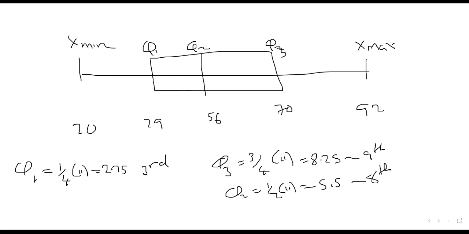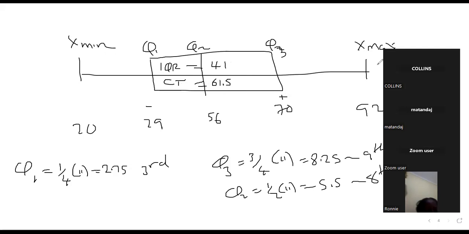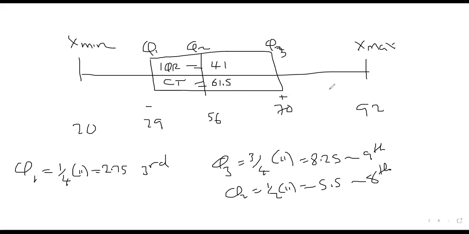So our interquartile range is what? 41. Our correction term is what? Multiply by 1.5. What do we get? 61.5. You add it here and you subtract it from here. So what are you getting on the upper limit? 131.5.